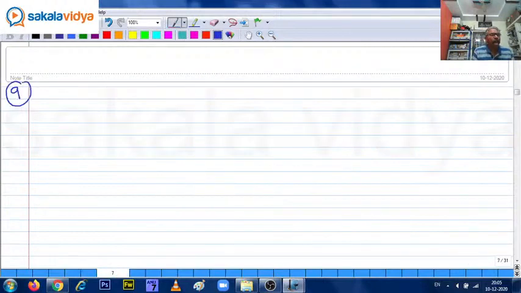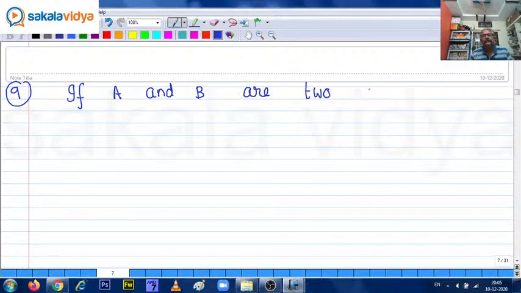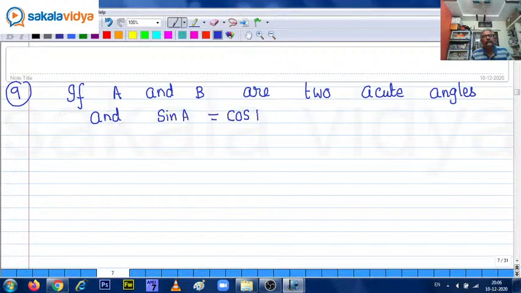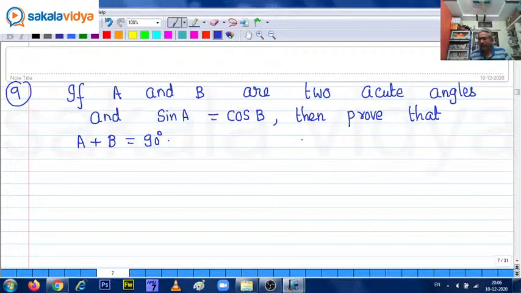Ninth question. If A and B are two acute angles and sin A equals cos B, then prove that, this is very important, A plus B equals 90 degrees.